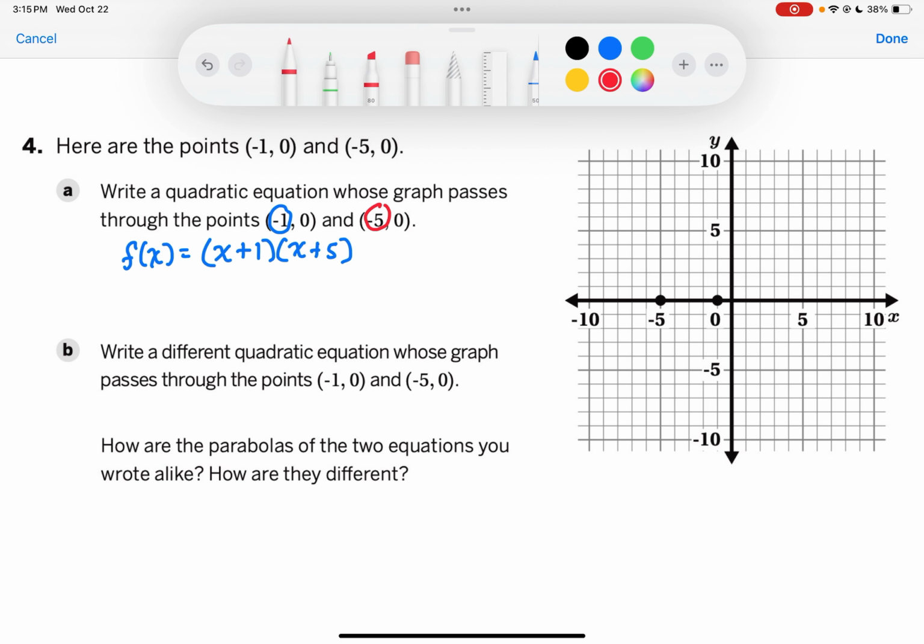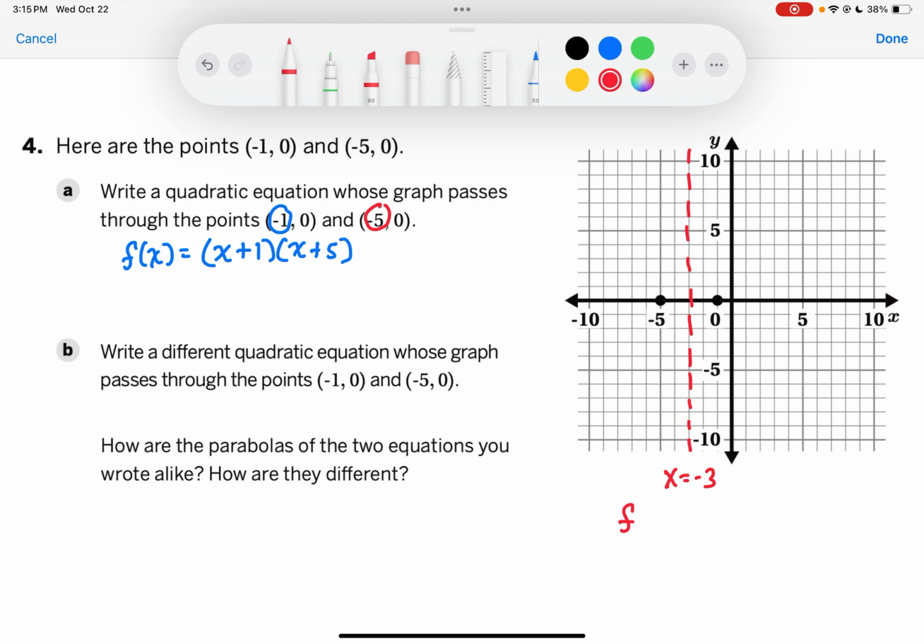For the second equation, we want to look for vertex form. So I'm going to find the middle waypoint here, which is my axis of symmetry. It falls between 1 and -5. So halfway between would be at -1, -2, -3. So there's my axis of symmetry.